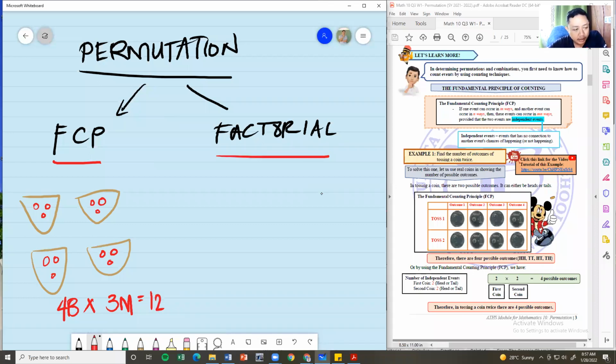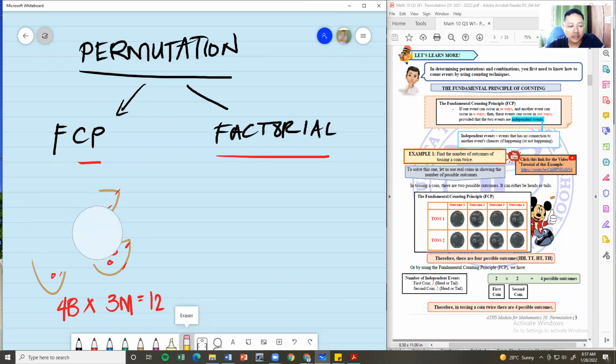Instead of counting 1, 2, 3, 4, 5, 6, 7, 8, 9, 10, 11, 12, we just simply multiply the two events: the number of baskets, and the equal number of marbles in each basket. So that's 4 times 3. That's a fundamental counting principle to make our life simpler, or to make our counting faster. That's just one.